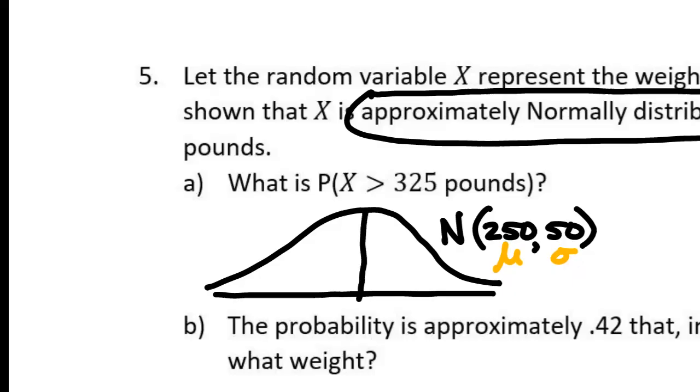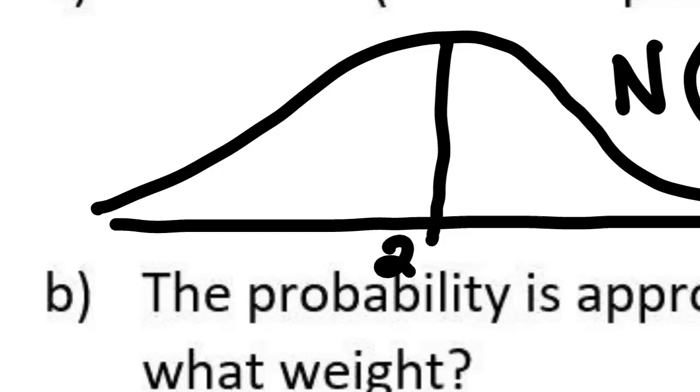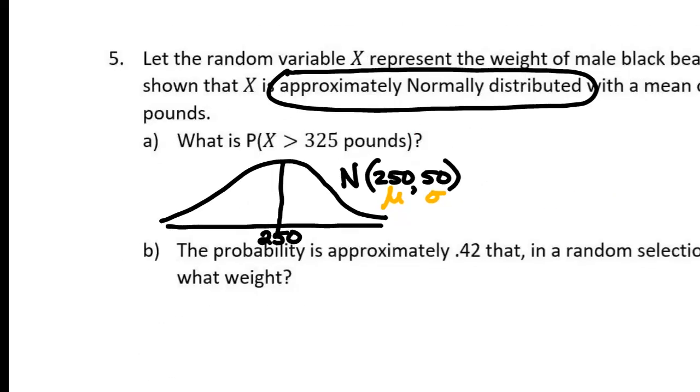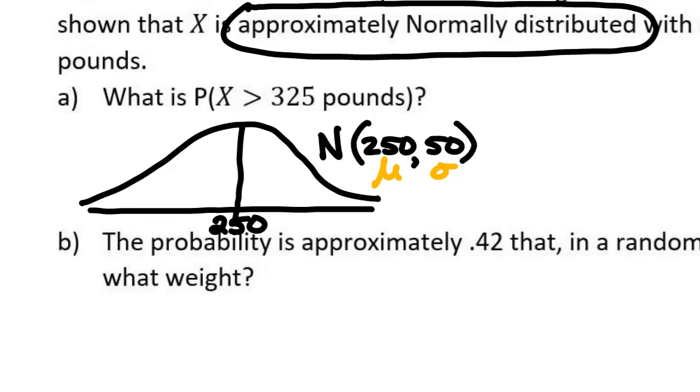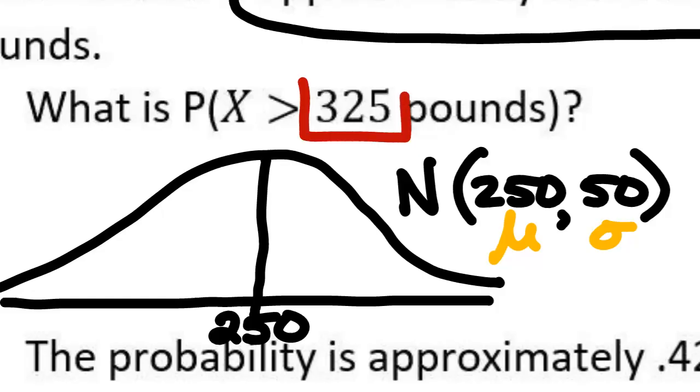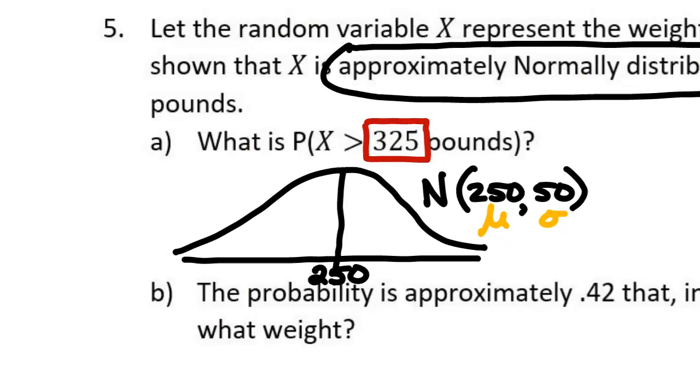Mean goes right down the center. So I have 250 here. There's something else that my picture still needs. Shading. And I have to have a boundary line for my shading, right? Where should my boundary line go? 325. Which side of the mean would that be on? Going to be on the right-hand side.